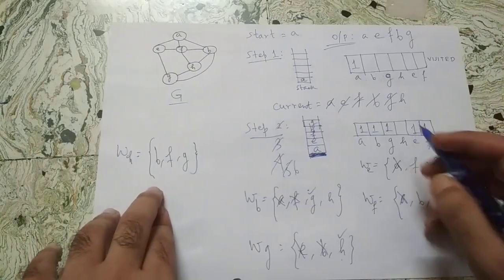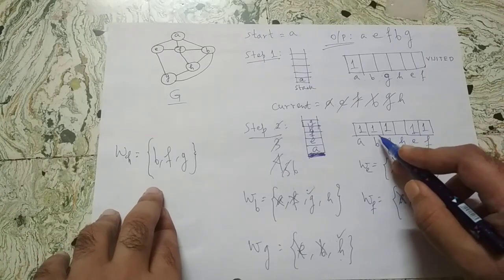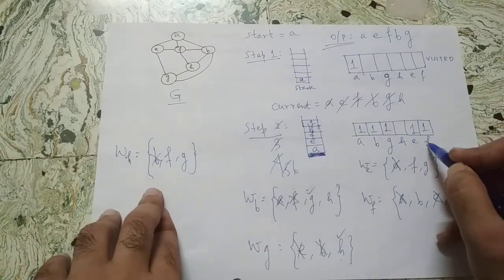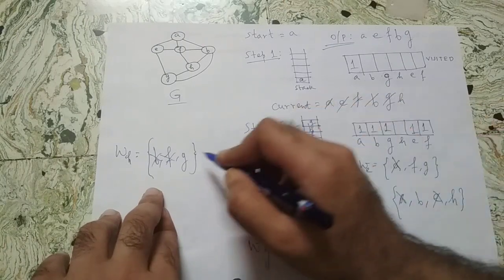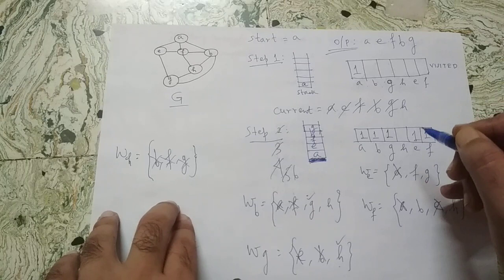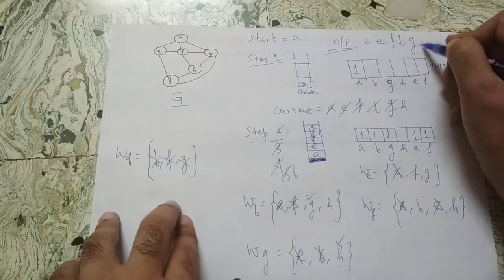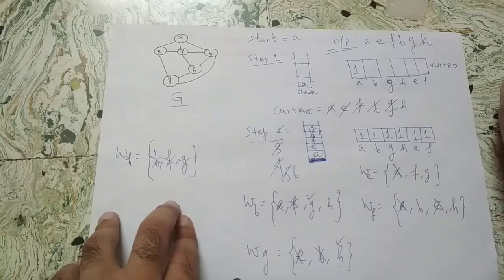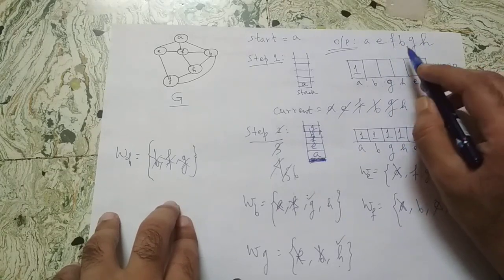Now out of B, F, and G, I can see that all have been visited. B has already been visited, so I can do nothing with it. F has already been visited, so I can do nothing with it. G has already been visited, so I can do nothing with it. Now, since H is my current vertex, I will output it, and I'll also mark it as visited.